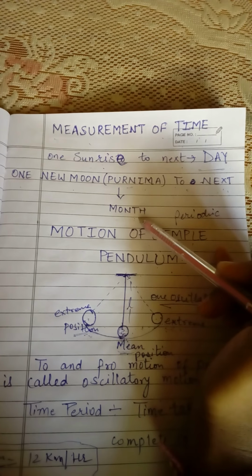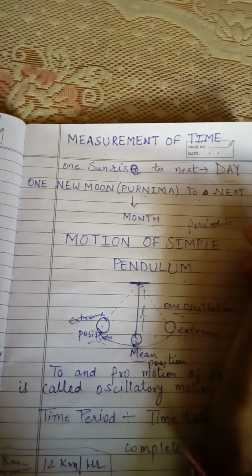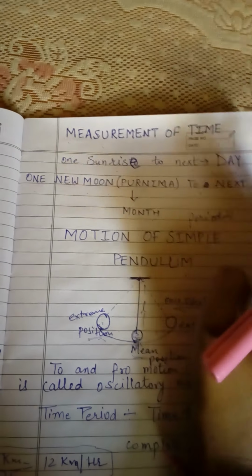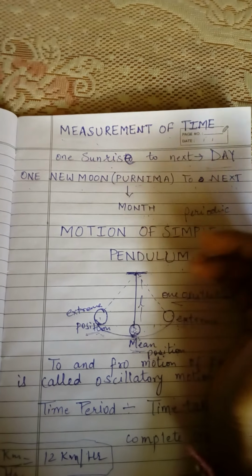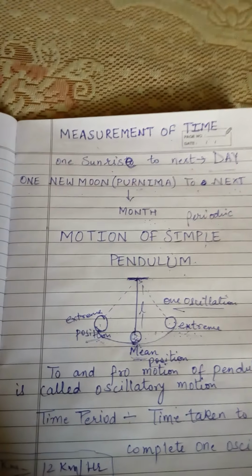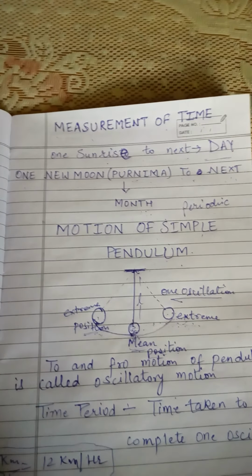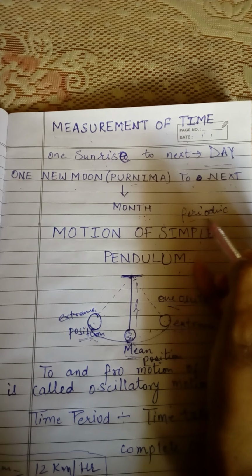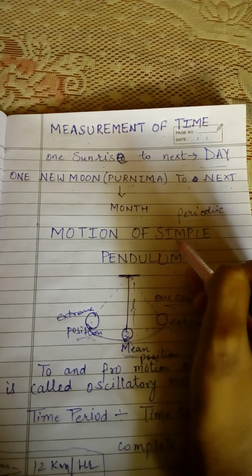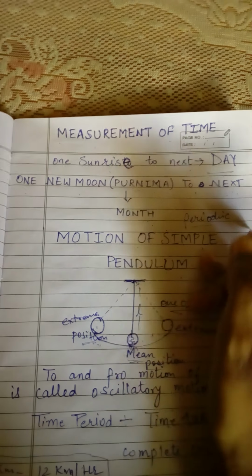But as time passed, we started the use of clocks and watches in our day-to-day life. So what is the motion involved in these clocks and watches? This is periodic motion. One of the most common examples of periodic motion is the motion of a simple pendulum.